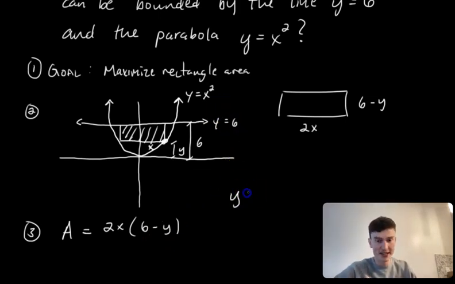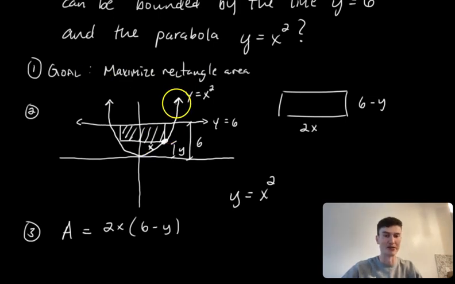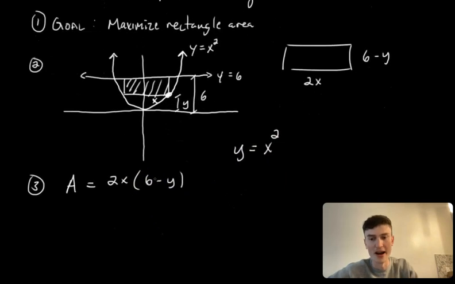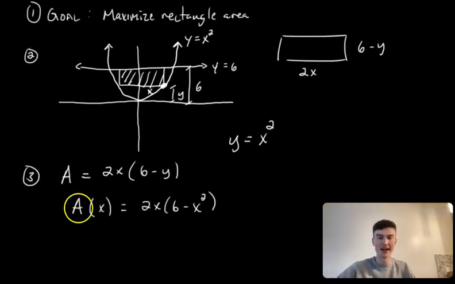So y in terms of x is x squared, because we know that the y coordinate at this point is just whatever the x coordinate is after you plug it into your function for the curve, which is y equals x squared. So let's plug this in down here for our function for area, and we'll see what we get. So I've now written it as area as a function of x, which is really the end goal, just having it a function of one variable, is 2x times the quantity 6 minus x squared. So we distribute the 2x, and we get 12x minus 2x cubed.